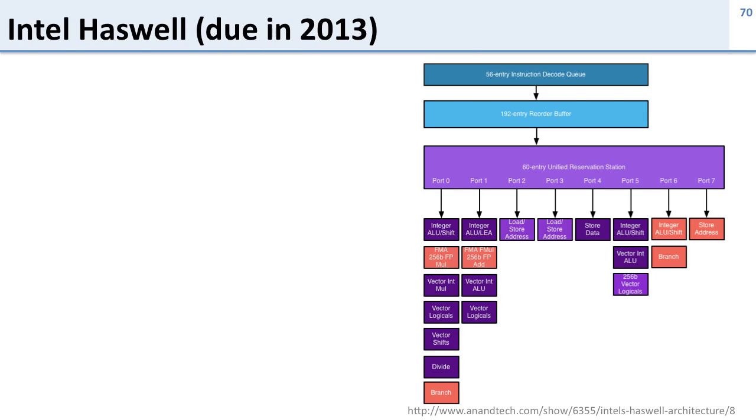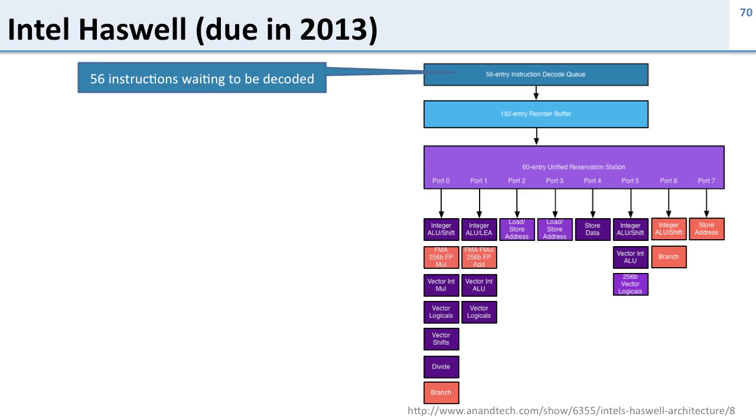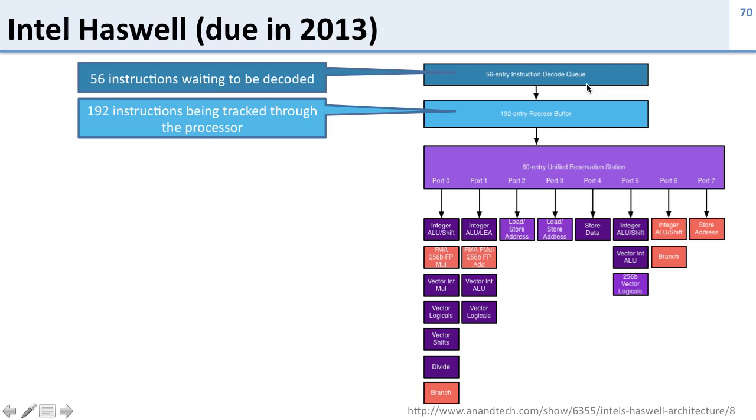So let's take a look at Intel's Haswell processor. This is due later in 2013. And here's a picture of how it looks. At the top here, we have 56 instructions in the decode queue. These are 56 instructions waiting to be decoded. We then have 192 instructions that are being tracked. So the processor is keeping track of 192 instructions that are running in the processor.